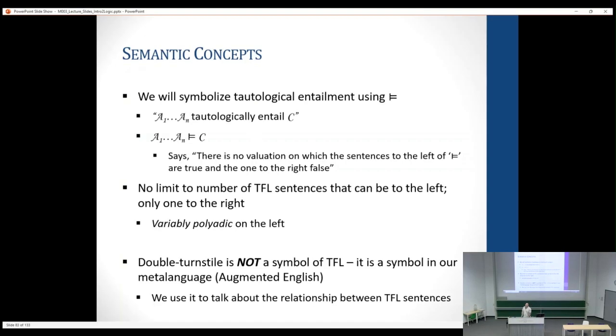So we're going to symbolize tautological entailment with our double turnstile. This is just a way to say A1 through AN tautologically entails C. We can also write it this way. If this is true, it says there's no valuation where A1 through AN is true and C is false. It's worth noting there's no limit to the number of TFL sentences that can go on the left of the double turnstile.